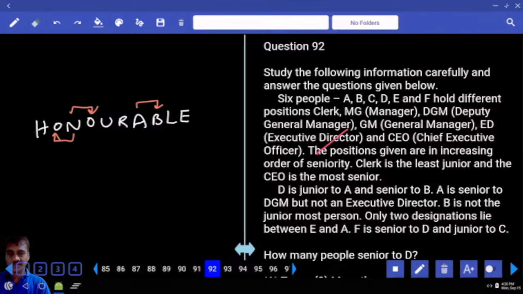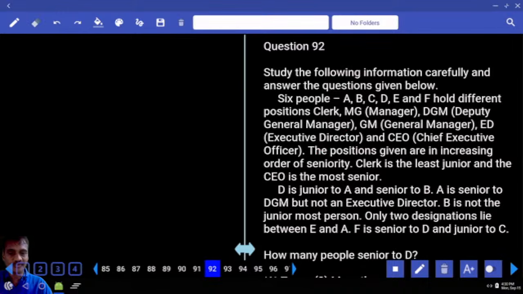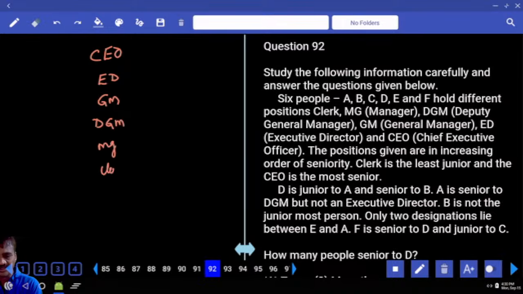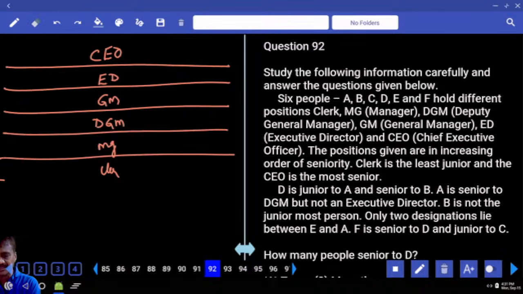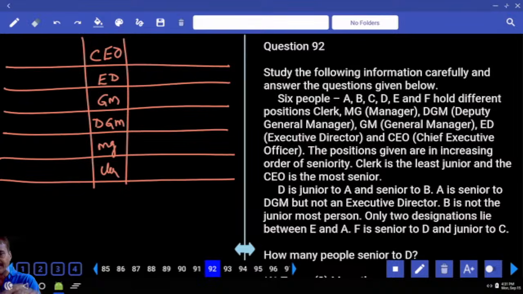92. Hierarchy. First or the second? Definitely first priority. And how many people? Only 6 people. Who are those 6 people? CEO, next one Executive Director ED, next GM, next DGM, next manager, and finally a clerk. Now how many persons are there? 6 persons. Then coming to condition number 1.